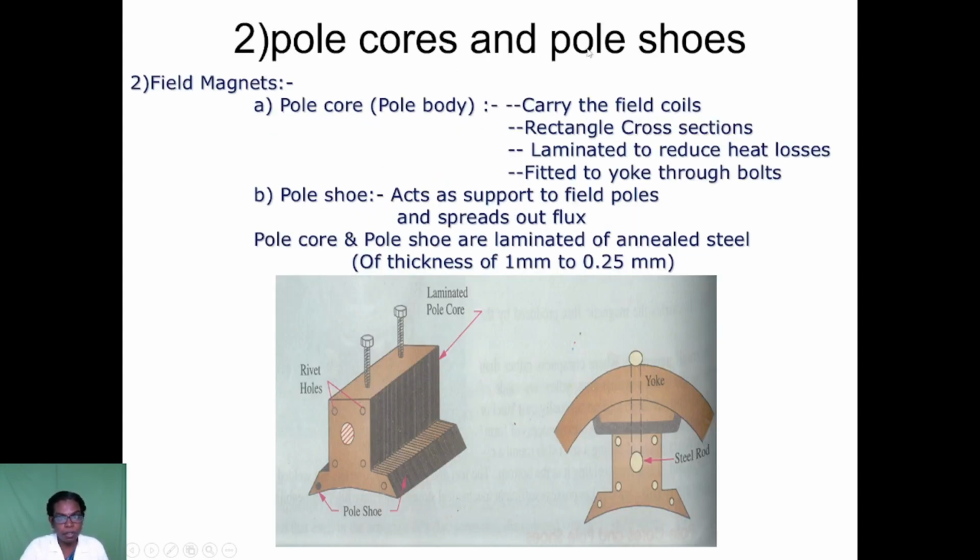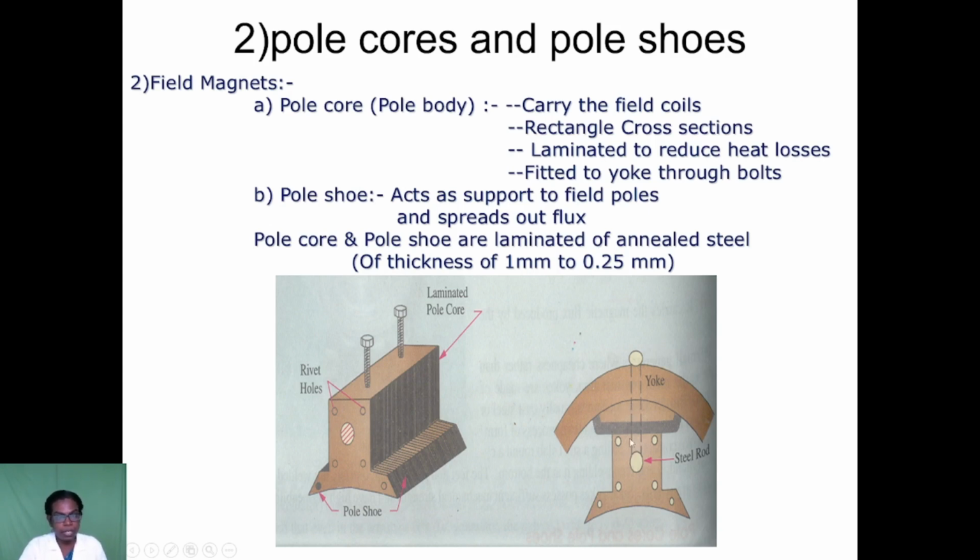Then the pole core and pole shoe. The pole core is where we wind the field winding. In the field magnet, the pole core is the pole body, which carries the field coil. It has a rectangular cross section and is laminated, because lamination reduces heat loss. It is fitted on the yoke of the machine through a bolt, first the eye bolt, and then the pole shoe.